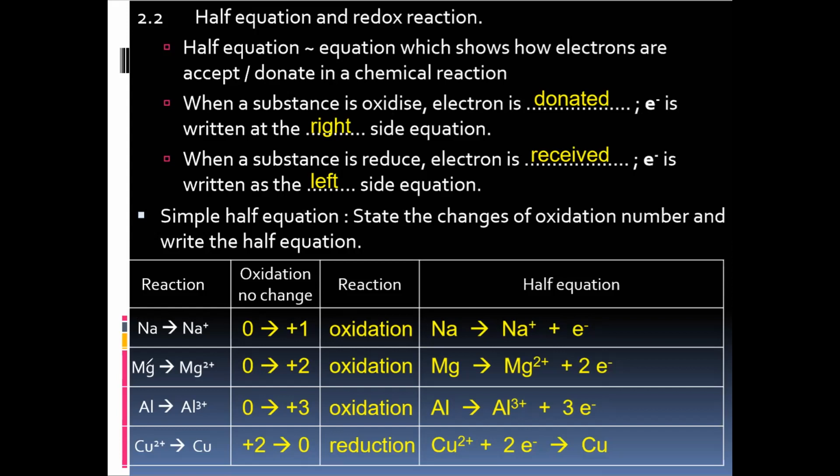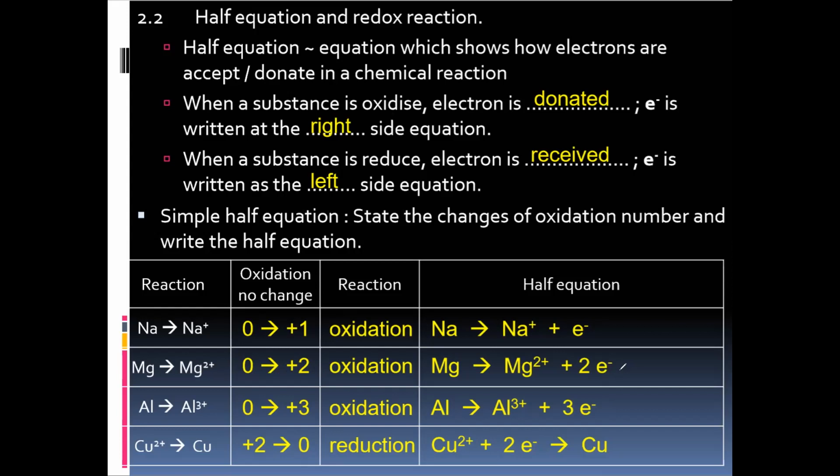For this one, magnesium has moved from 0, which is a free atom, to magnesium 2 plus. So this is also oxidation. You can see oxidation number is increasing, and of course it has lost 2 electrons. So we write this by putting E minus on the right side. But this time around, we are going to put 2E minus because 2 electrons were lost. So we put 2E minus on the right side, showing that it has what? Lost electron.